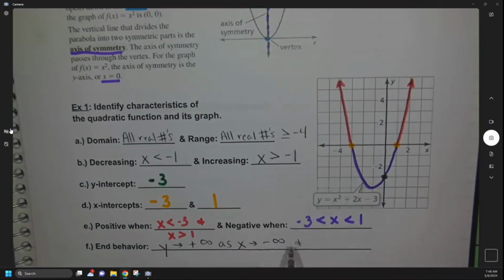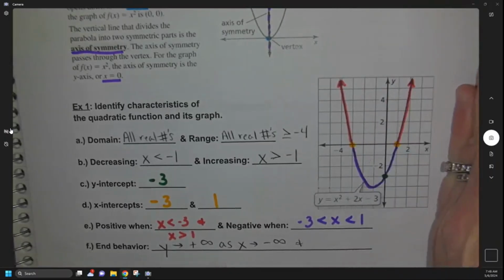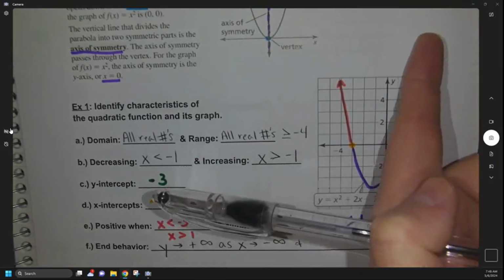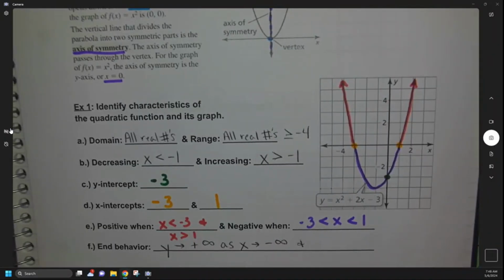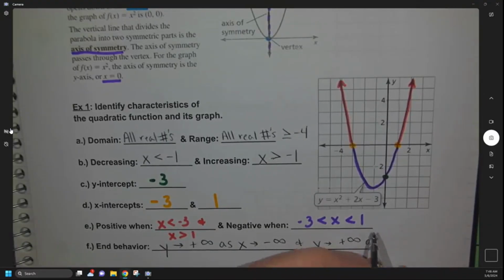And we also have to talk about the other side of our graph. As our x values are going to positive infinity, our y values are still going to positive infinity for this graph. So y goes to positive infinity as x goes to positive infinity.